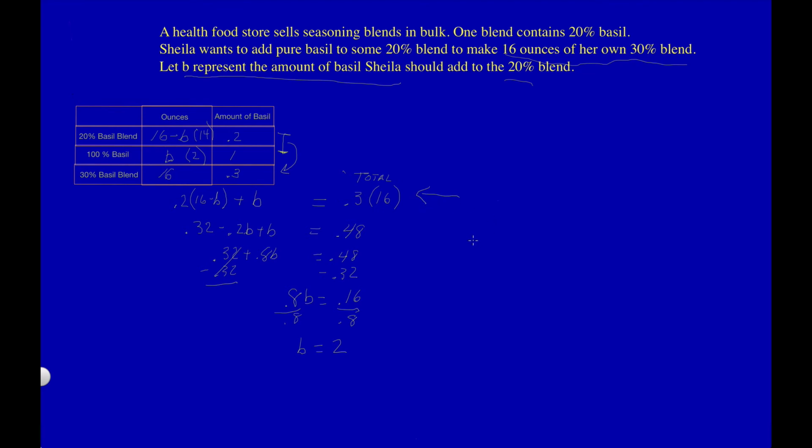The second part of the question asks how many ounces of basil Sheila will need for the 30-ounce blend, and the answer is 2, because that's the total ounces for the 100% basil. And then how many ounces of the 20% basil blend should she use? That's represented by this box, and that will be 14.